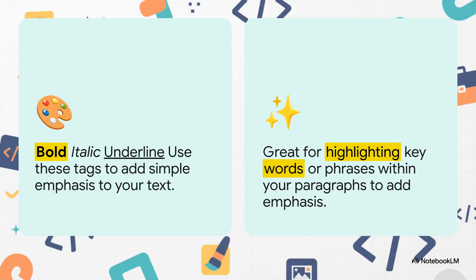Need to make a few words pop? You can use some really simple formatting tags. Just wrap your text in B tags to make it bold, I tags for italics, or U to get an underline. These are perfect for making key terms really stand out.